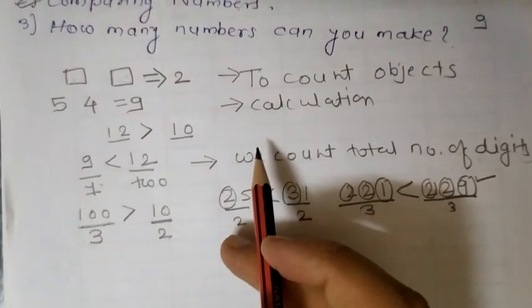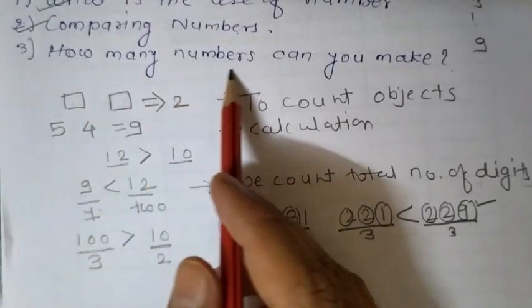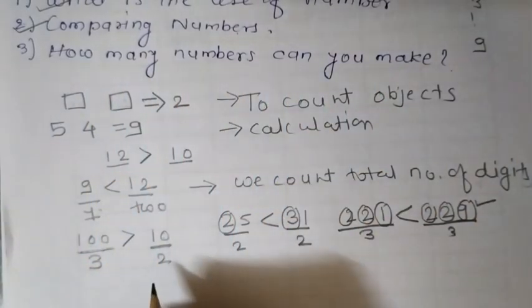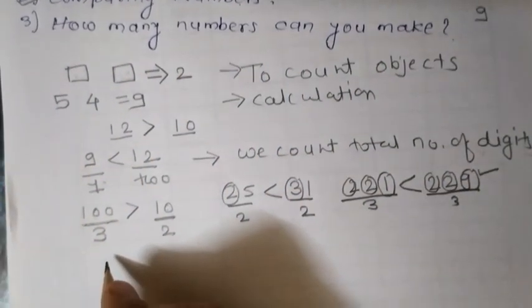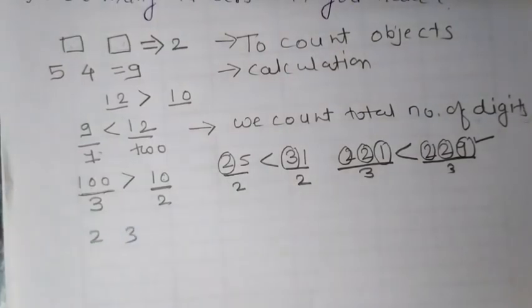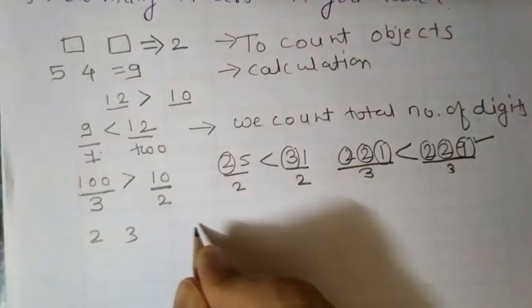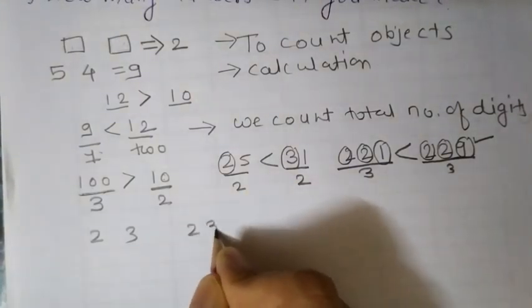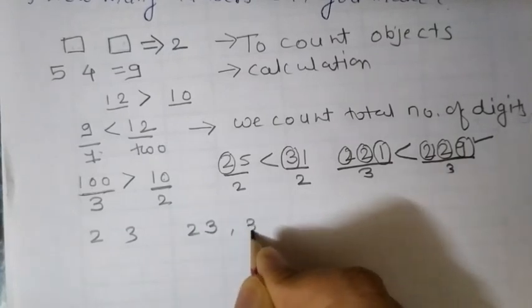Now our third point in this lesson is how many numbers can you make. Suppose I give you the digits 2 and 3, my question is how many numbers can you make. By using 2 and 3 you can write 23, you can also write 32.